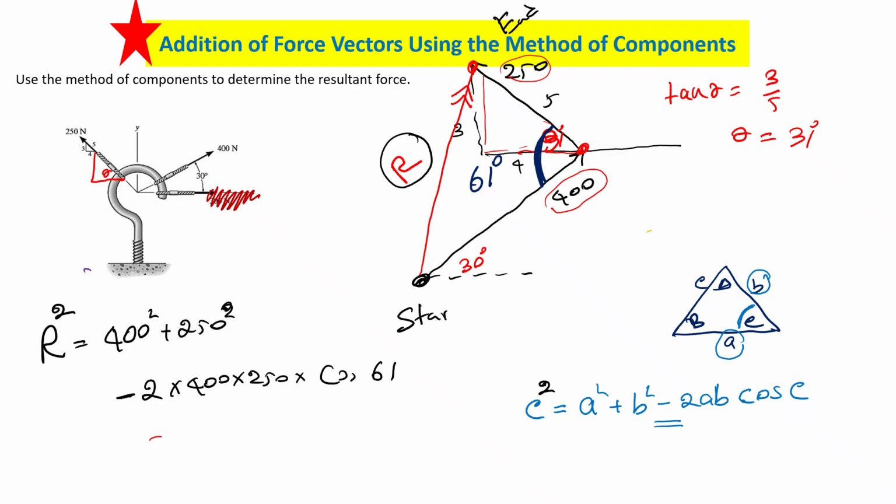So you need to find the R. You have to take the square root of it. And can you find me the R now? So this method we call the graphical method, vector diagram method. Okay. So if you want to find the resultant using the vector diagram method, you can use this.